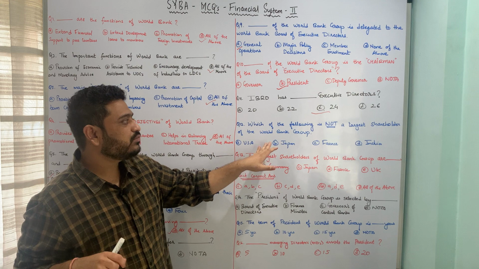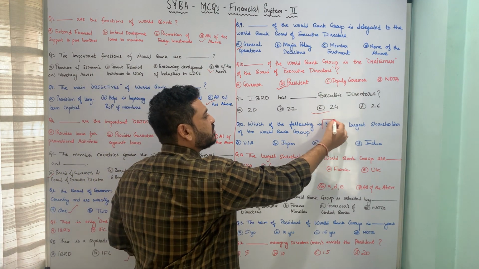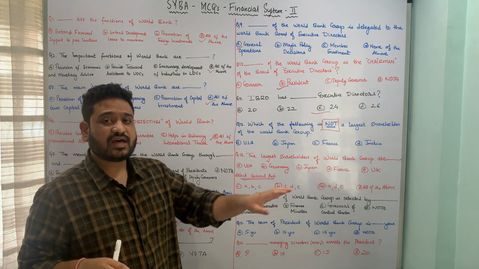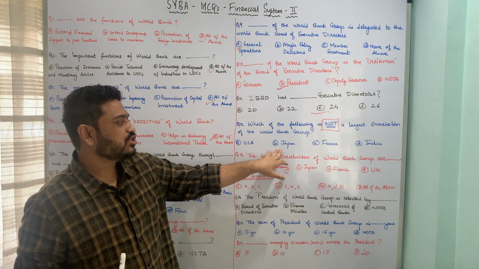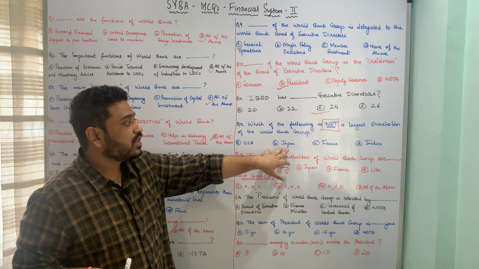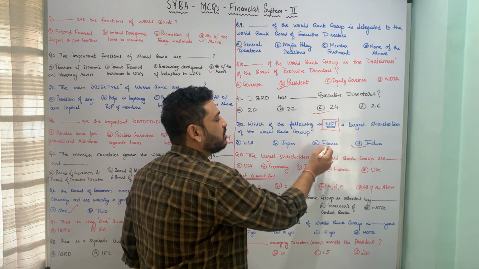Very important question. Which of the following is not a largest shareholder of the World Bank Group? This is a "not" sort of a question. The underlying options are A, USA, B, Japan, C, France, and D, India. So here, the one that is not a largest shareholder of the World Bank Group is India, the rest 3 are.